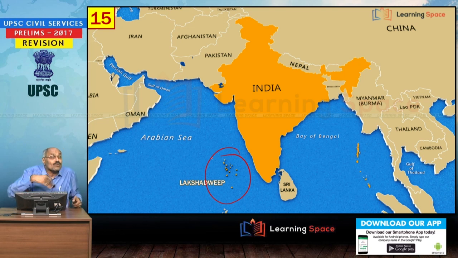And we discussed about 7 union territories. Out of 7 union territories, 4 union territories have got coastline, please don't forget. One is Andaman and Nicobar Islands, the other one is Lakshadweep, Daman and Diu, at the same time Puducherry. So 4 have got coastline.